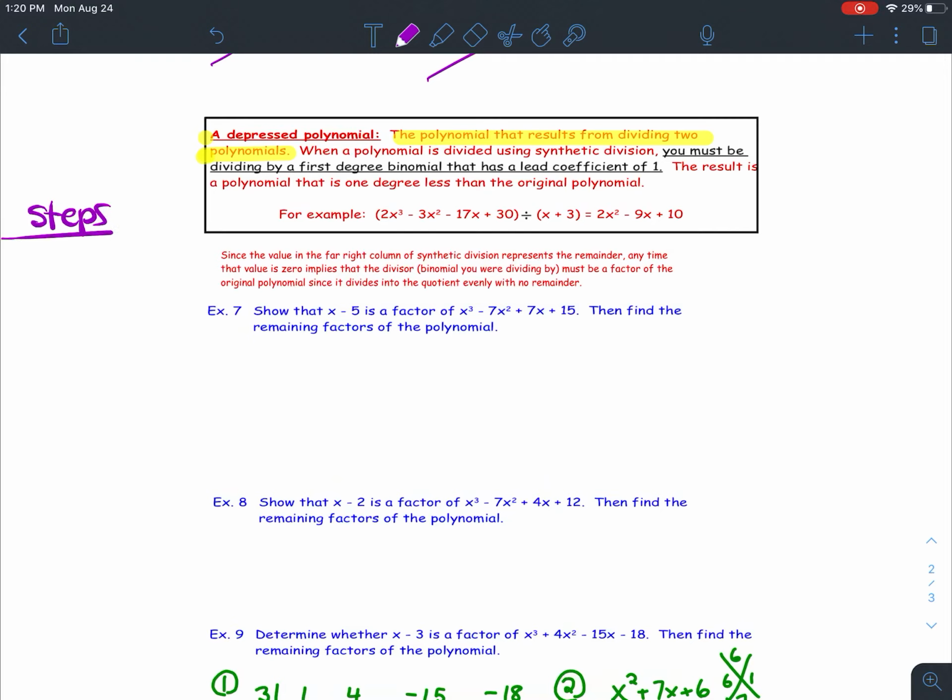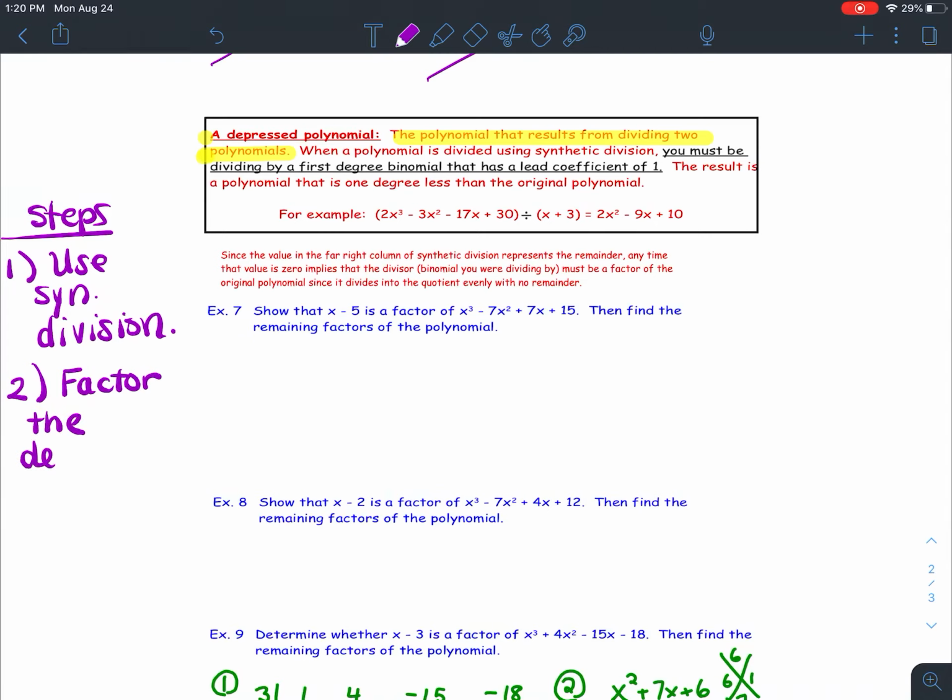And so here is our two-step process, and I'm just going to have you write this off to the side here for these problems. You're going to start by using synthetic division to see if it's a factor. We're looking for a remainder of 0. And then to reveal the remaining factors, you're going to factor the depressed polynomial. Or in other words, you're going to factor the answer from doing synthetic division.